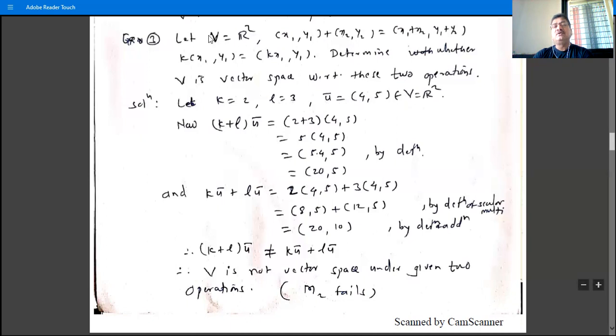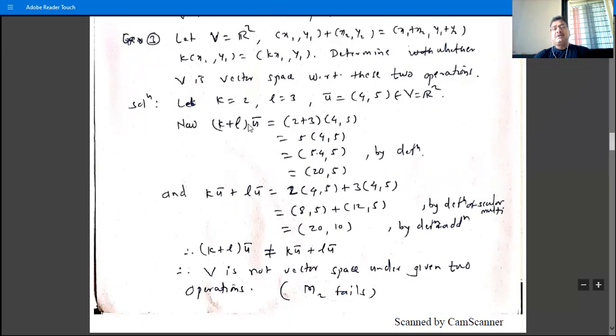Take K and L as any 2 real scalars, and take U bar as an element of R2, since V is equal to R2. R2 means ordered pairs. Take 4, 5 as one of the elements of R2. It is not necessary that U bar is 4, 5. You can also take U bar as 1, 2, or minus 2, 3, or minus 2, 3 by 2. Take any ordered pair, whose entries are real numbers. Now we have to show K plus L U bar is not equal to K U bar plus L U bar. So find the value of K plus L U bar separately, and find the value of K U bar plus L U bar separately.